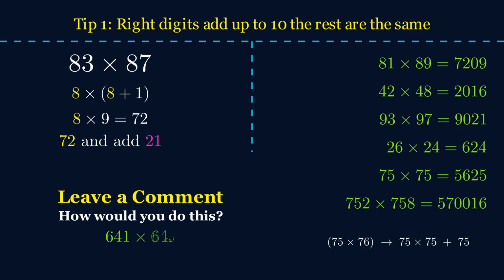So here's the rule. Multiply the left number by its next integer. Then multiply the right digits together, and just stick them side by side.